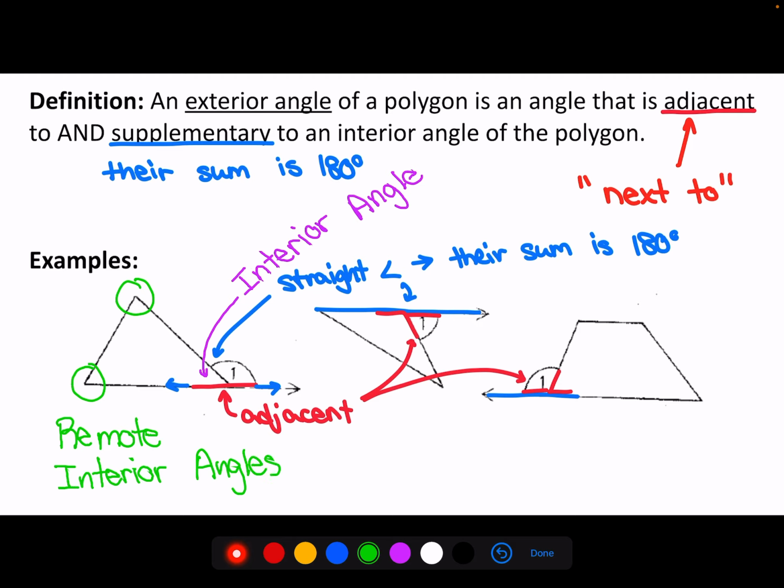And remote interior angles will have some special properties that we'll talk about in just a minute. But again, knowing each of these terms, knowing where they're located in triangles and trapezoids and various figures is very important and very useful for us. All right, let's go ahead and see this next theorem.